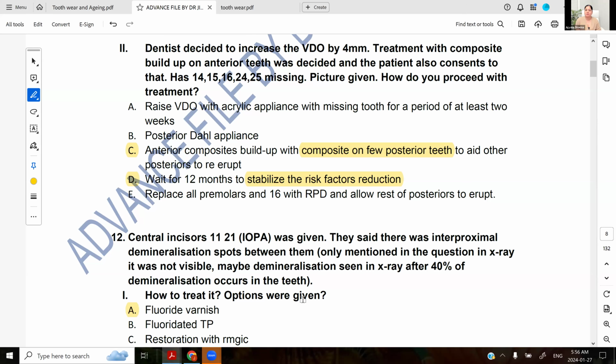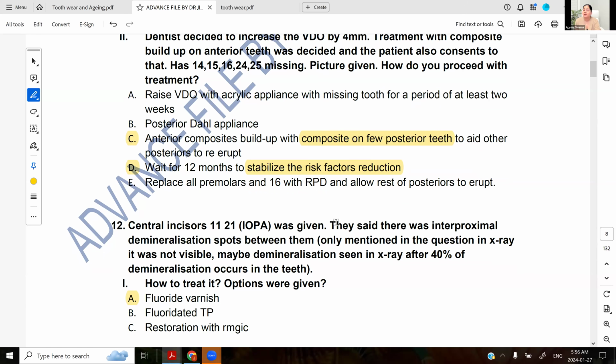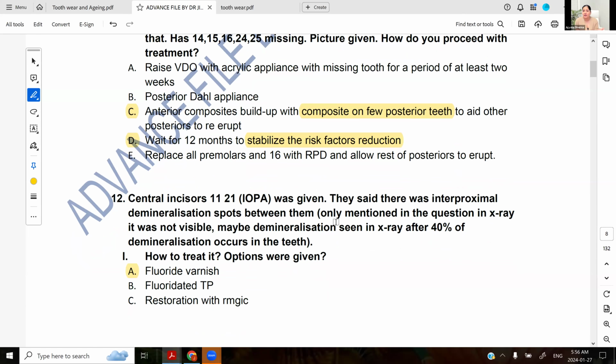And then replacing all the premolars with RPD and allowing the rest of the posteriors to erupt. Well, that could have been done, but if you make the RPD at a certain height, we are not sure how much the patient's eruption would happen, right? That's why, after stabilizing the bite and giving the crowns, once you know, because even with slight 0.5 mm variations, your RPD will be left useless, right? If your final does not happen at the same height that you were expecting.